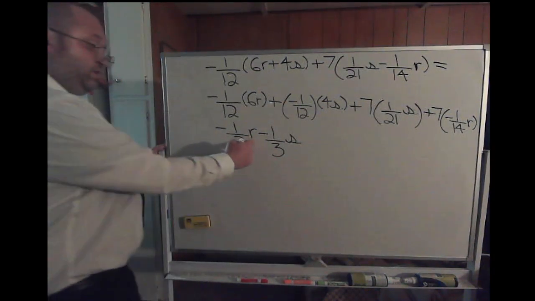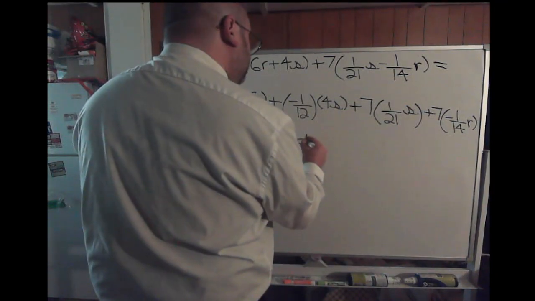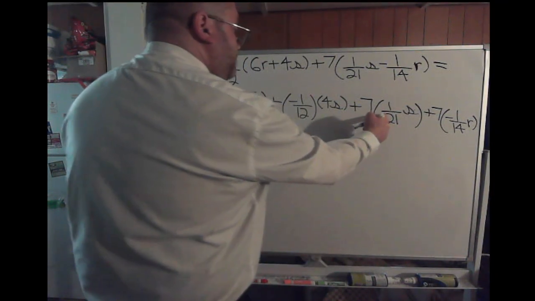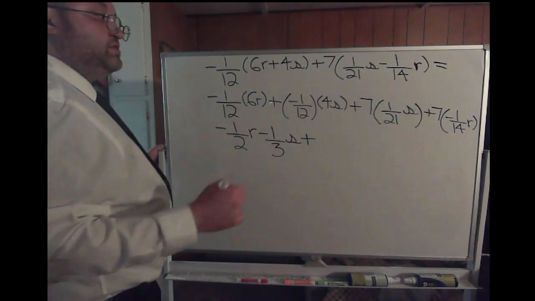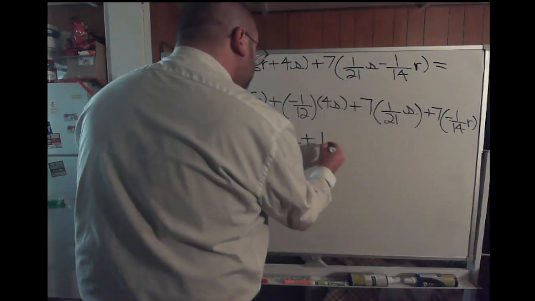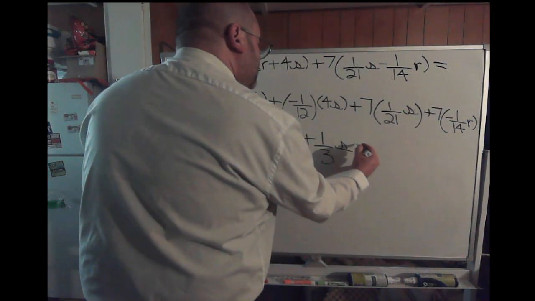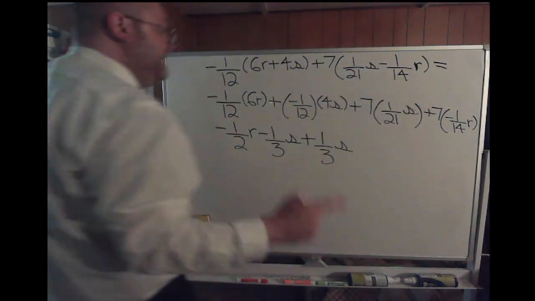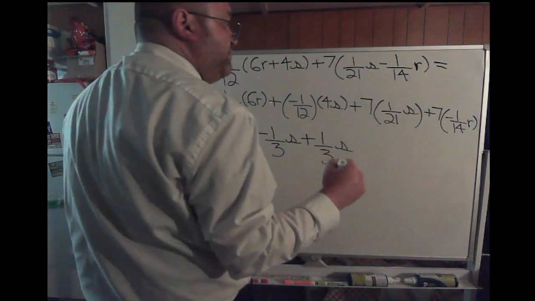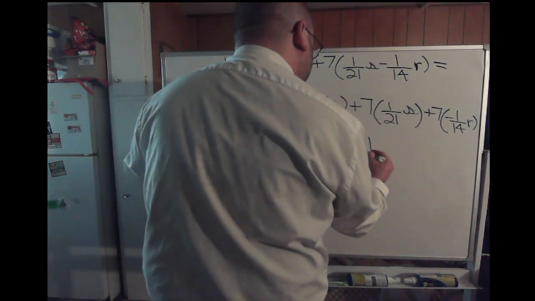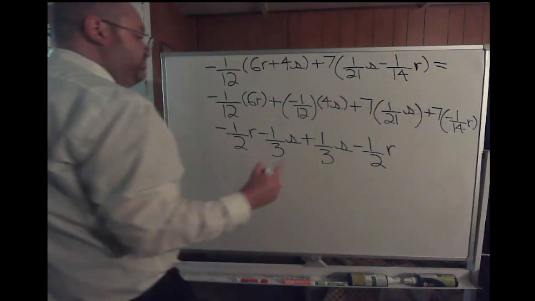So you got negative 1/2 r minus negative 1/3 s, plus you have 7 times 1/21 s. Well, 7, that would give you 7/21, which would be 1/3. So you'd have plus 1/3 s. Then you'd have plus 7 times negative 1/14 r, which would give you negative 7/14, which would be negative 1/2. So you get negative 1/2 r once you do the distribution.